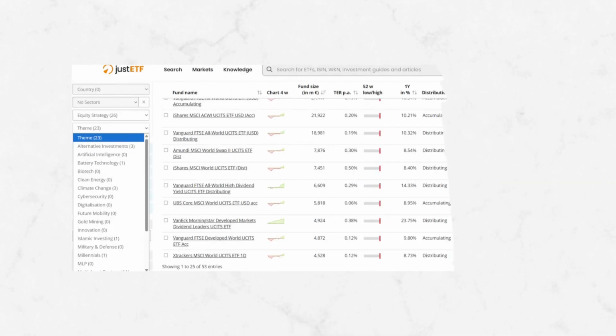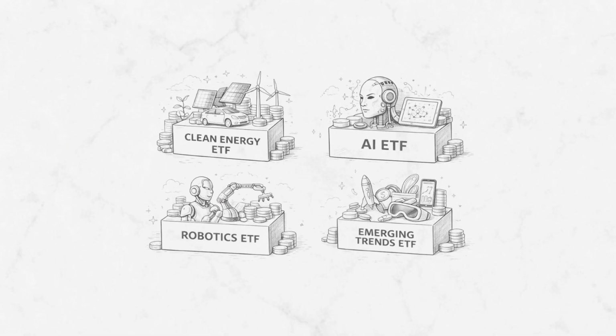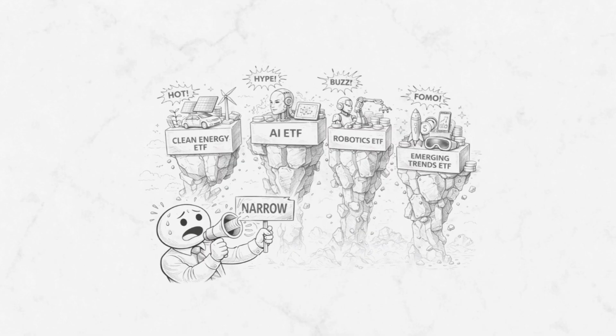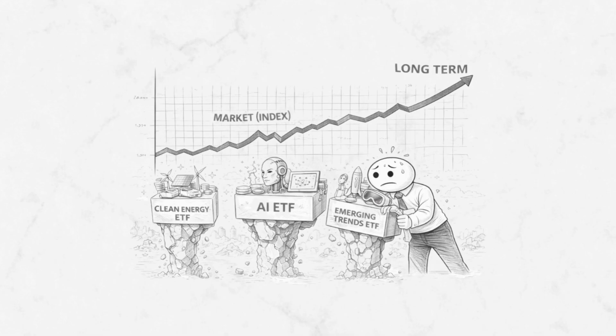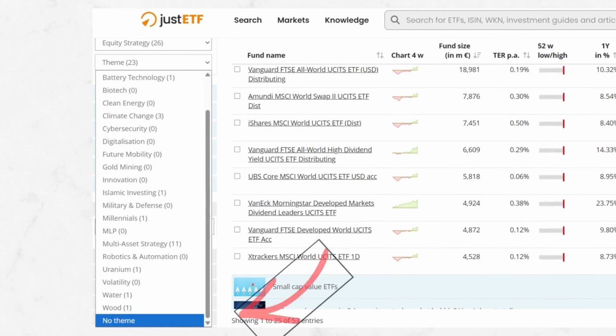The same logic applies to themes. Clean energy, AI, robotics, emerging trends, these often sound compelling, but they are usually narrow and heavily hyped. Themes reduce diversification and can underperform for long stretches. So here as well, we leave the theme filter empty.